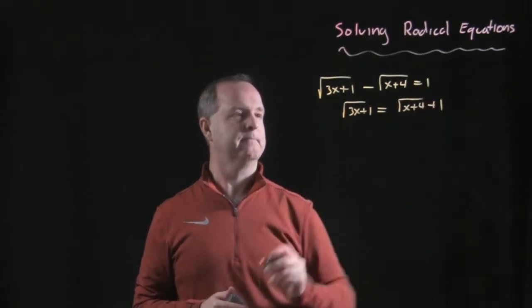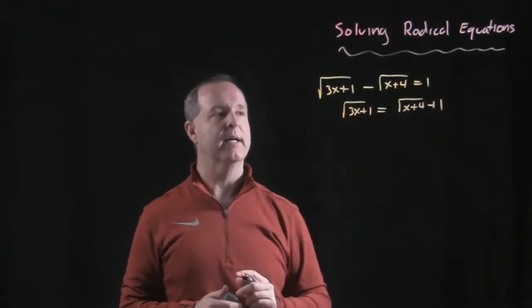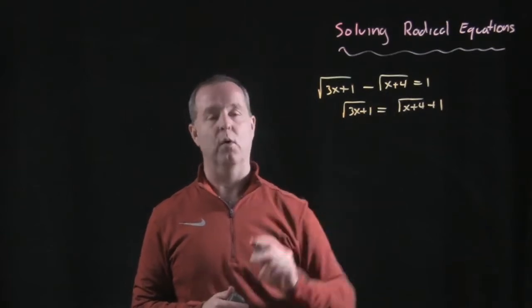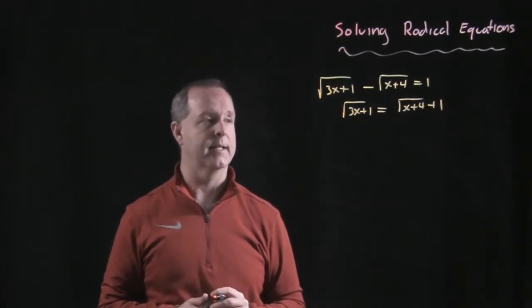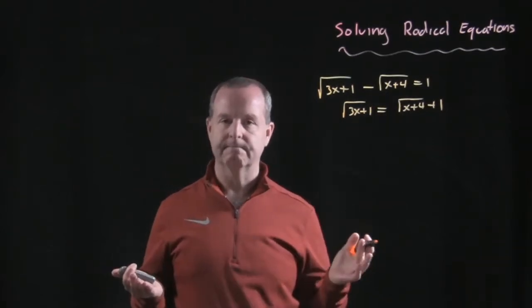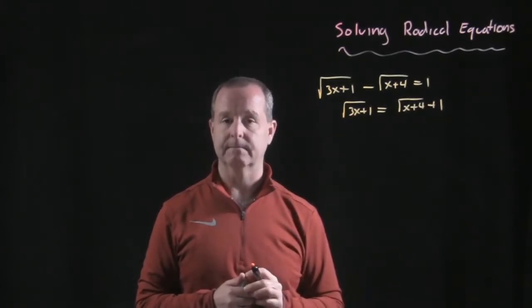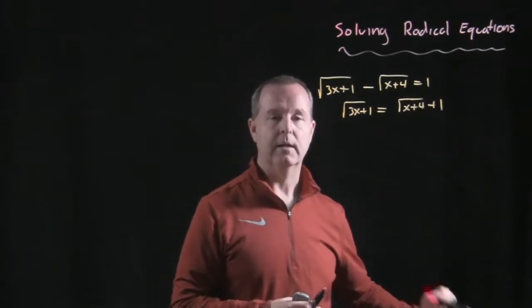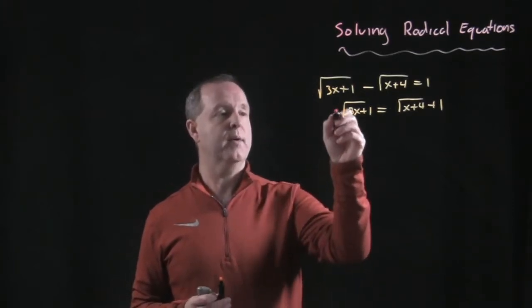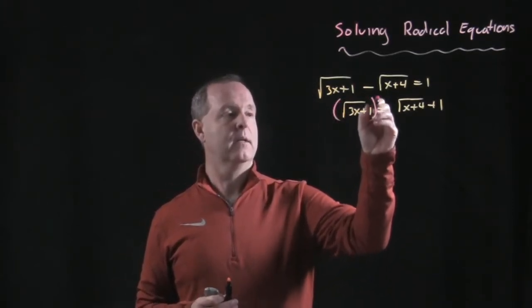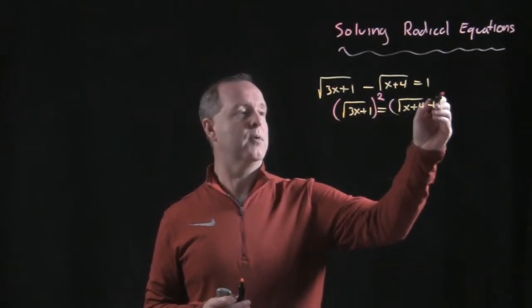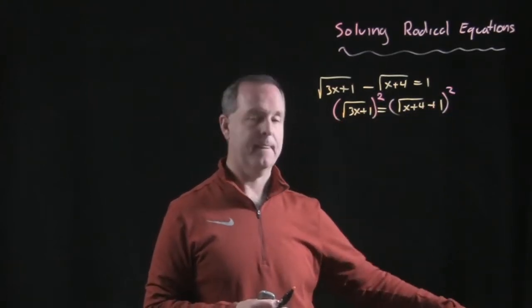plus 1. I just subtracted x plus the root x plus 4 from both sides. Well, actually, I added it to both sides. Regardless, I have one radical on one side and everything else on the other side. From here, let's raise both sides to the appropriate power. Since it's a square root, I want to raise both sides to a power of 2.